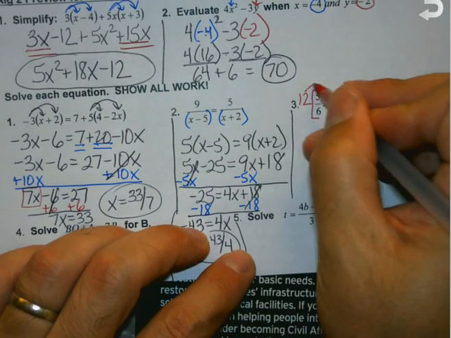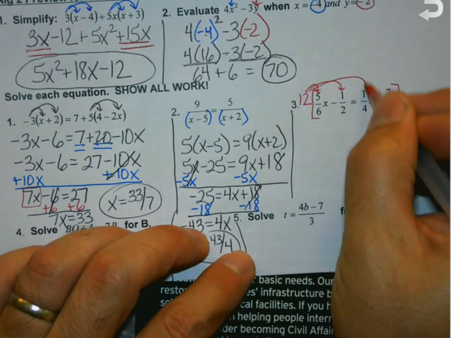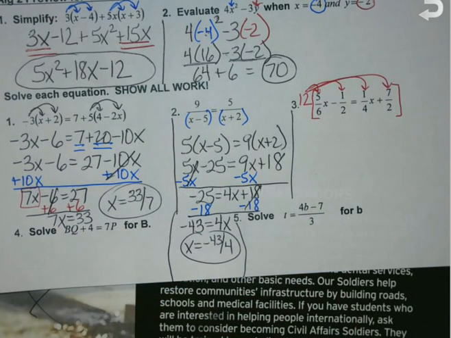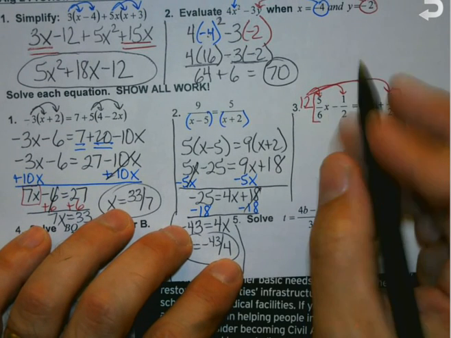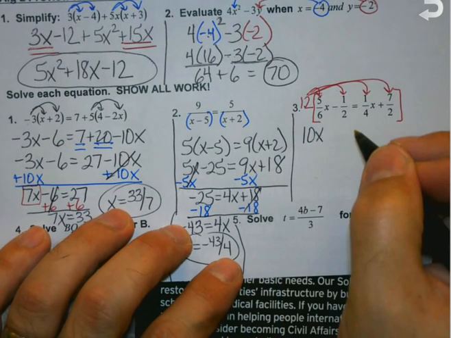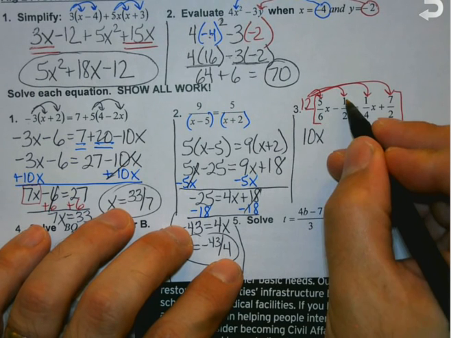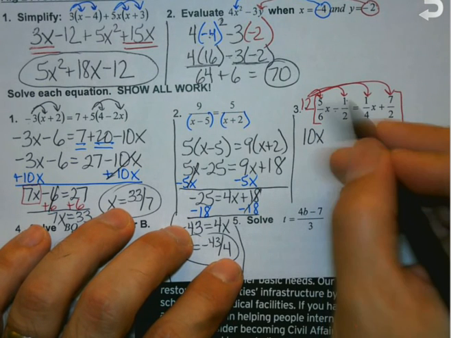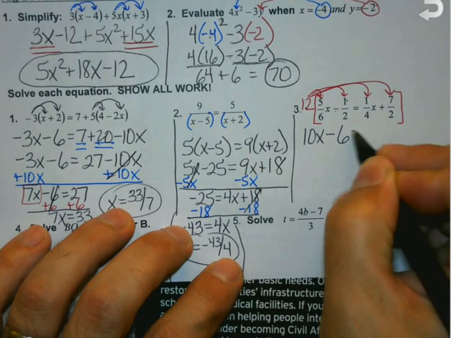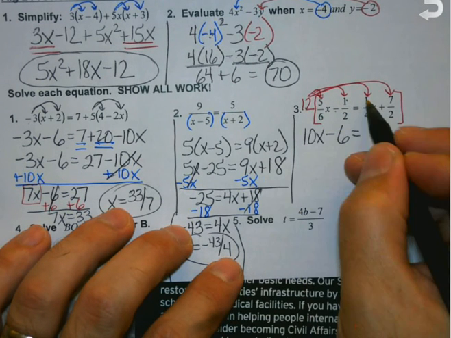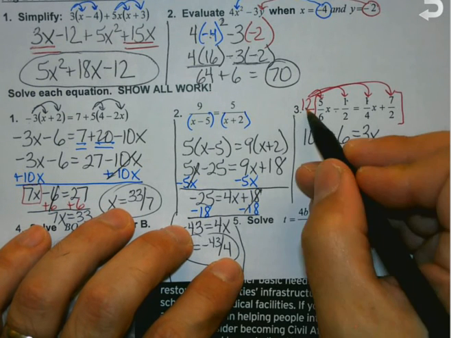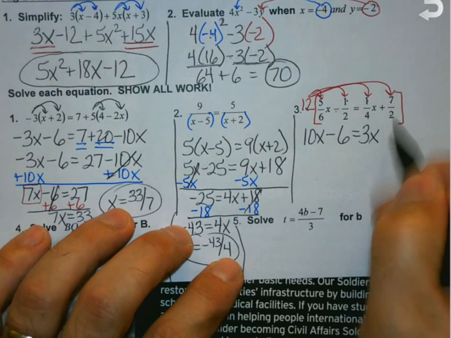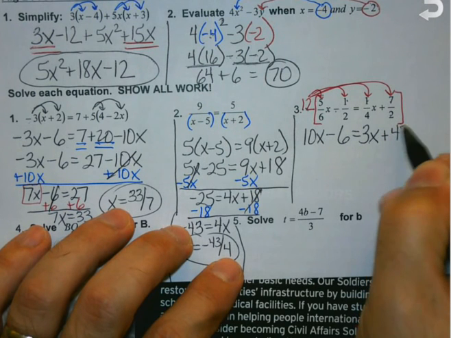And again, when I distribute, what I'm doing is multiplying that 12 times all of my numerators, and then whatever I get, I divide by the denominator. So 12 times 5 is 60, divided by 6 would be 10x. 12 times 1 is 12. Again, don't forget the negative there. So negative 12 divided by 2 is negative 6. 12 times 1 is 12, divided by 4 is 3. 12 times 7 is 84, divided by 2 is 42.